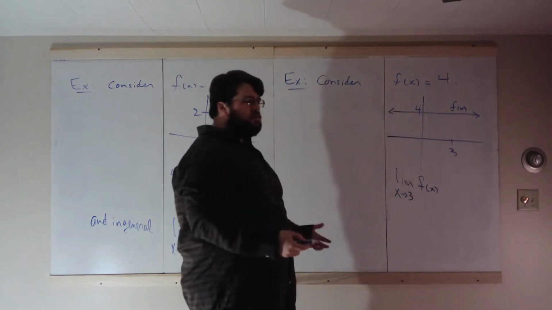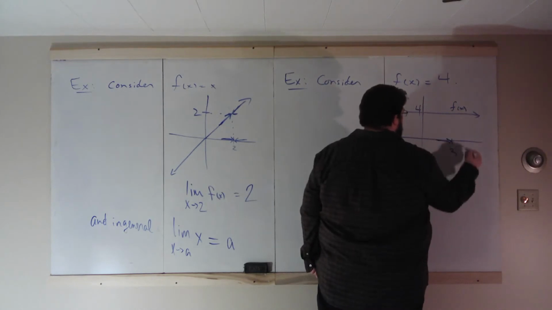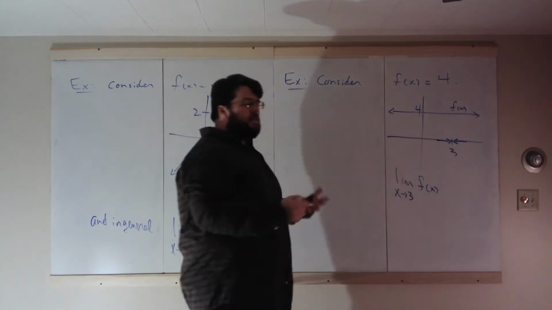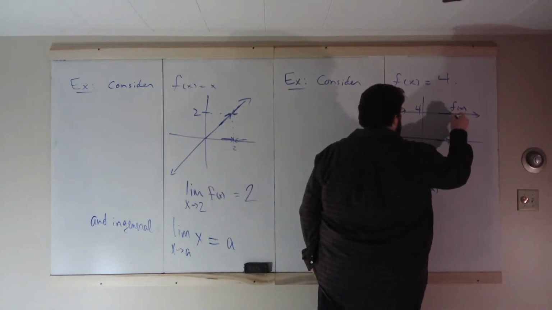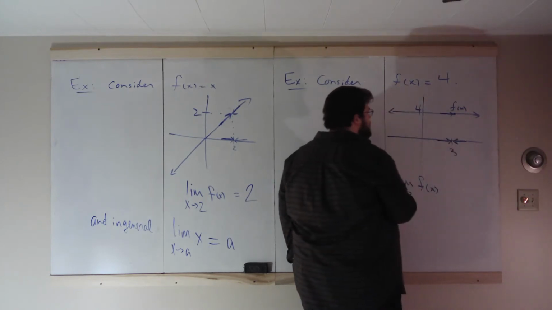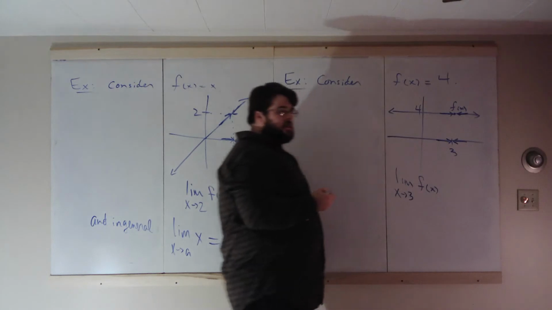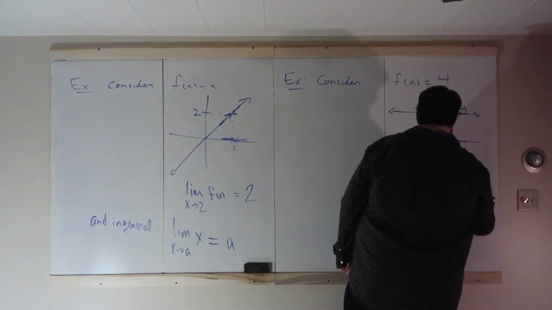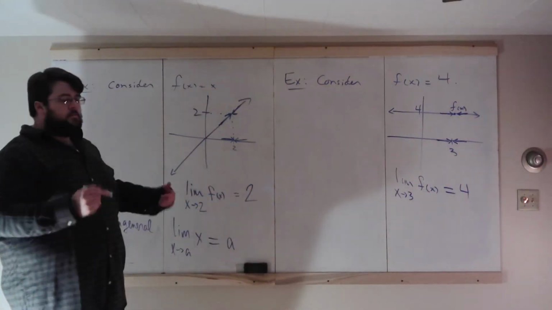Well, again, there are two ways of approaching 3. We could approach 3 over here. We could approach 3 from over here. What does the function do as we approach 3? Well, here, the function approaches that point. And over here, the function also approaches that point, which occurs at y equals 4. So that limit is 4.